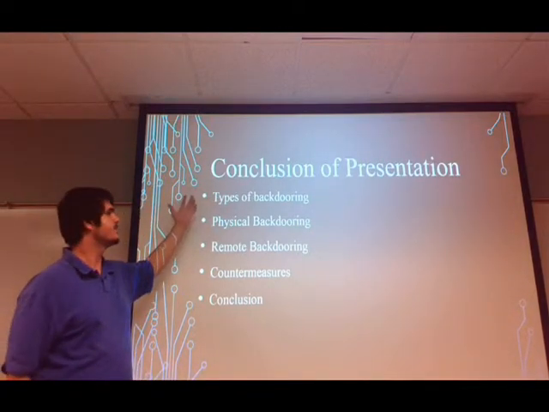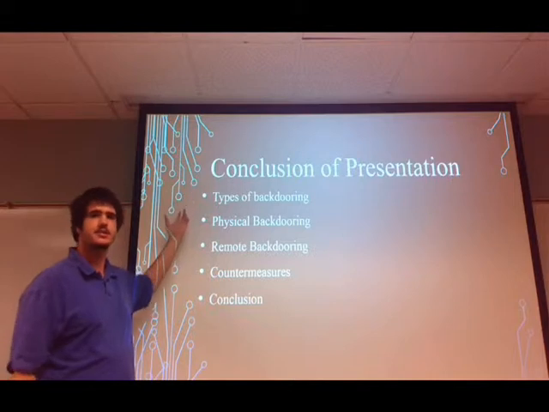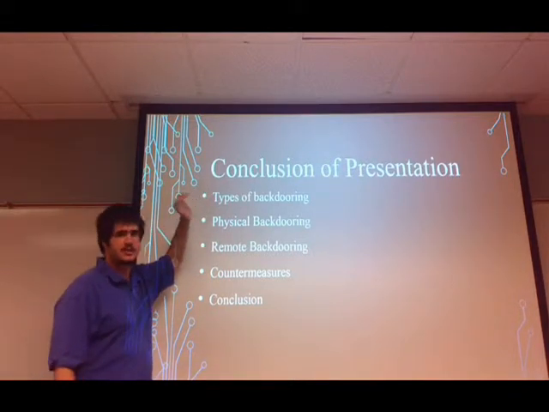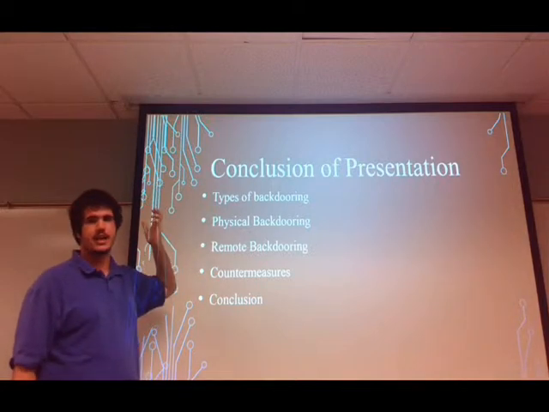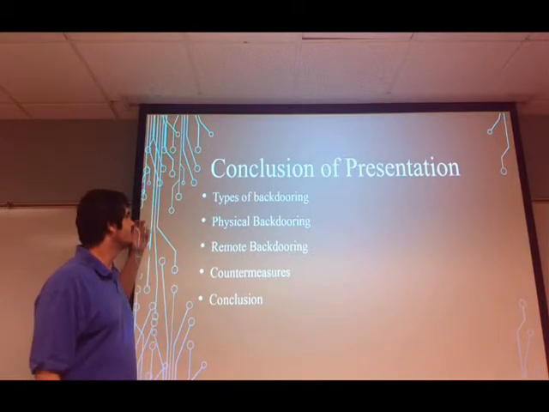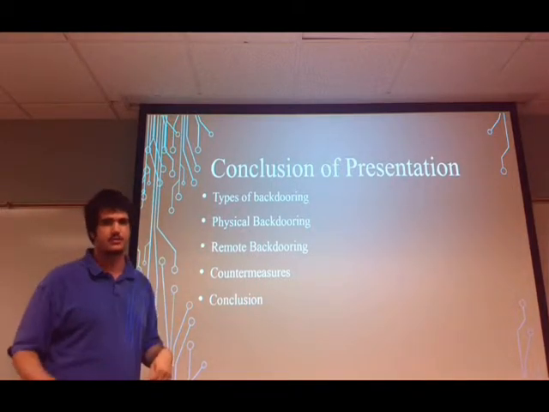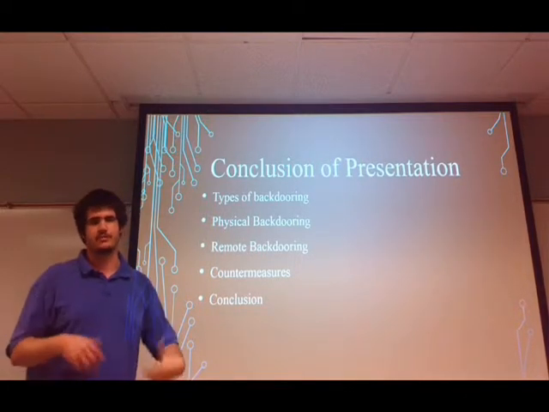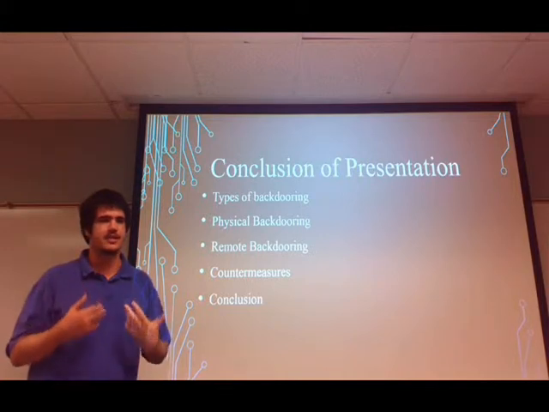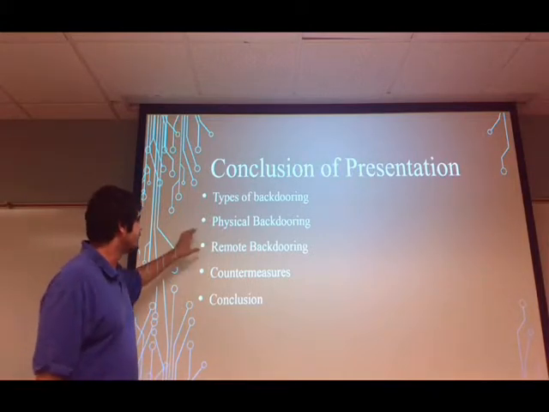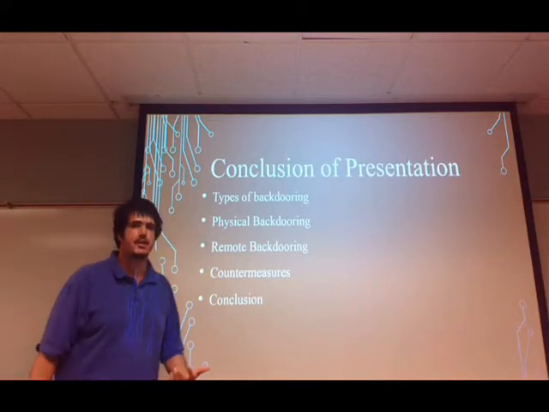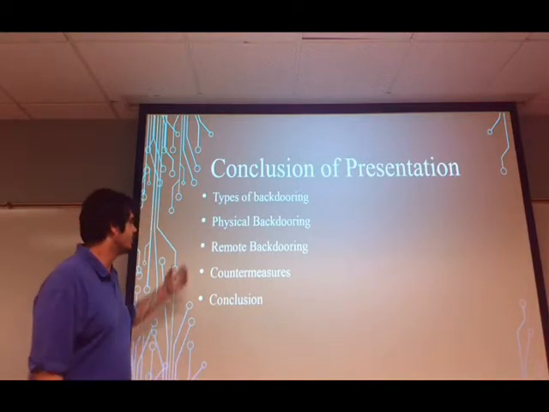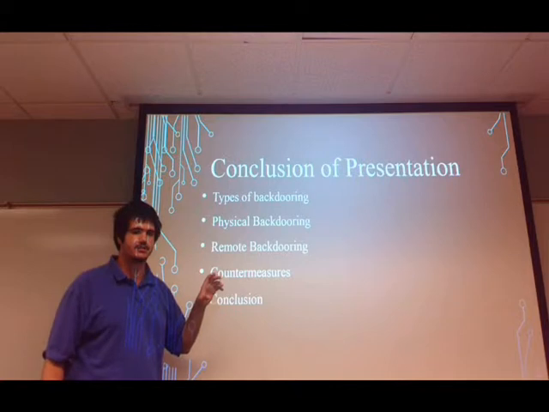Hello. So today we talked to you about backdooring in all of its entirety, some examples of exploits and some examples of countermeasures. The first topic we covered was the types of backdooring, physical and remote. Physical backdooring is, of course, more dangerous and harder to prevent, but it also requires the need to have the computer. And remote backdooring is more common, but less likely to work.